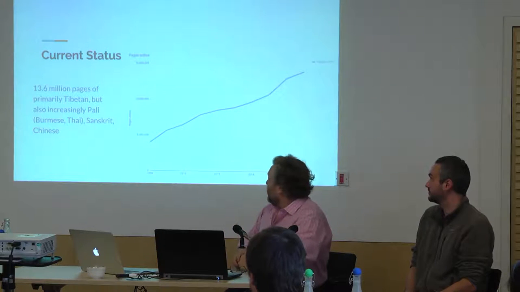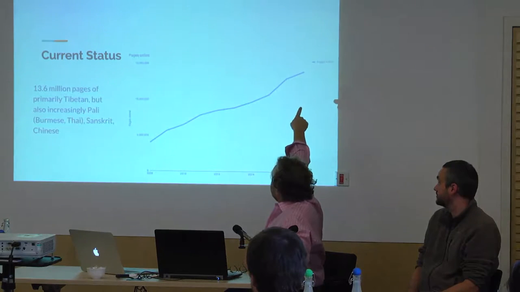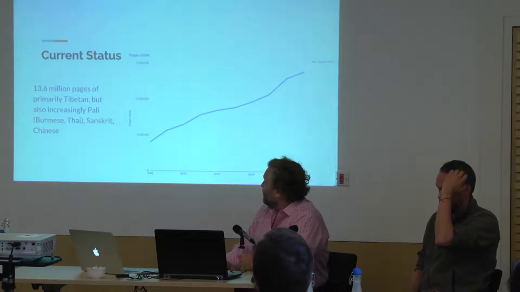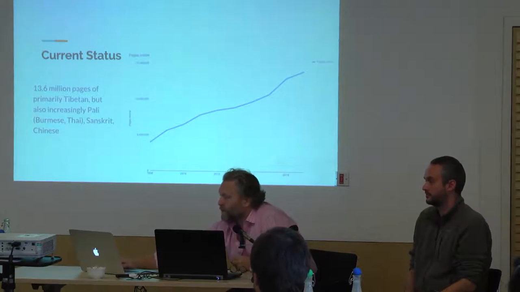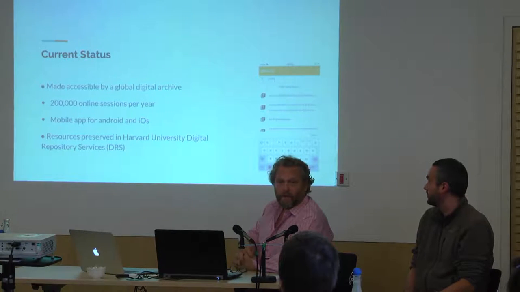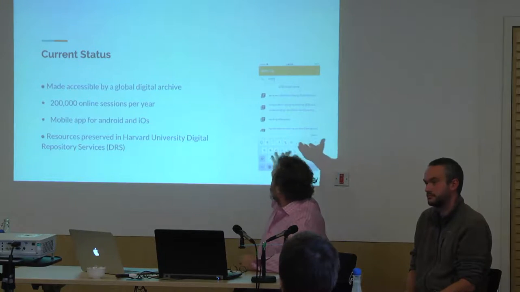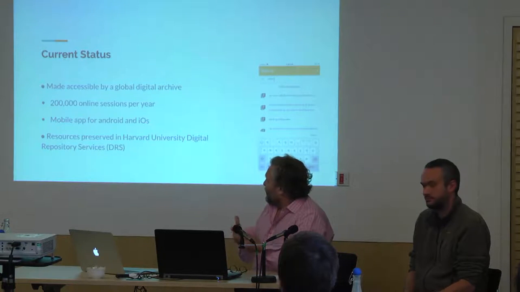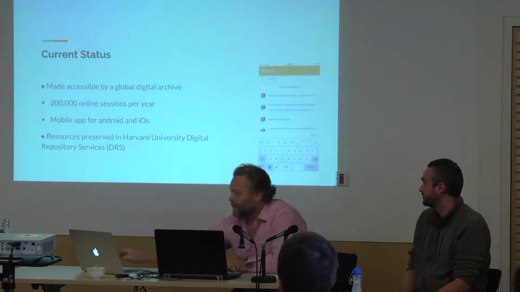So our current status, you can see down here, this is year 2016, this is millions of images. We're at about 13.6 million images, primarily in Tibetan, but also increasingly in Pali, Sanskrit, and Chinese. Our website is a global platform, with 200,000 online sessions a year, and we just released an app in the Android app store. And everything we do is preserved in Harvard DRS, and I'll go through a little of what that means.